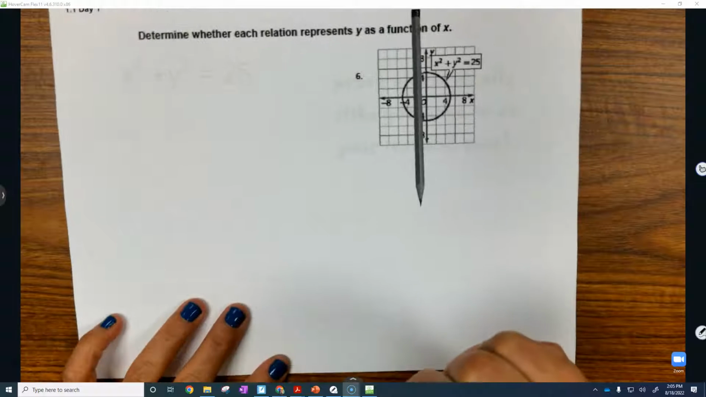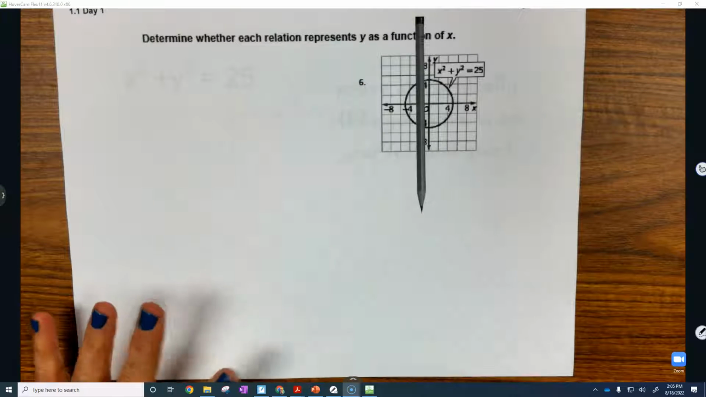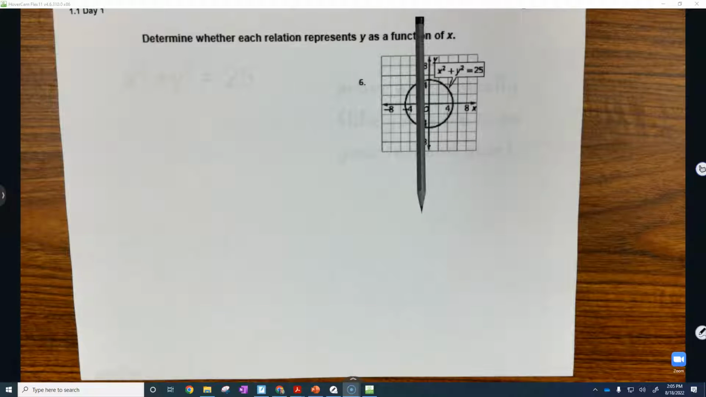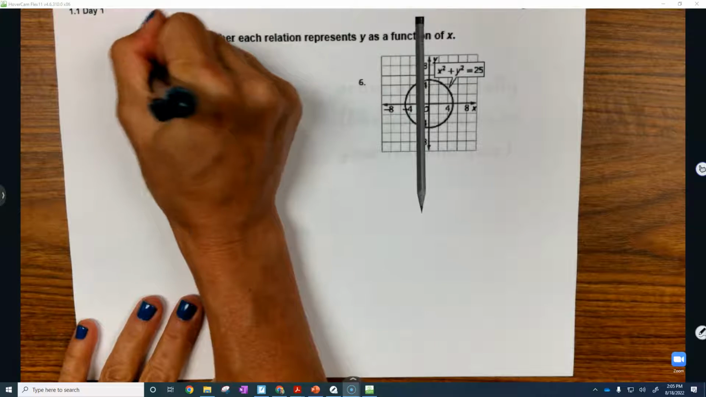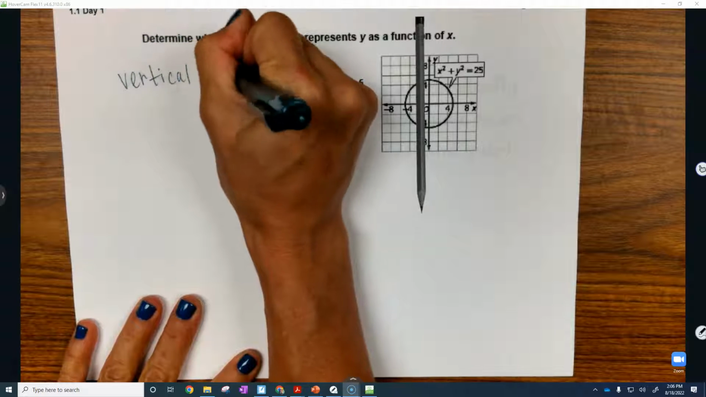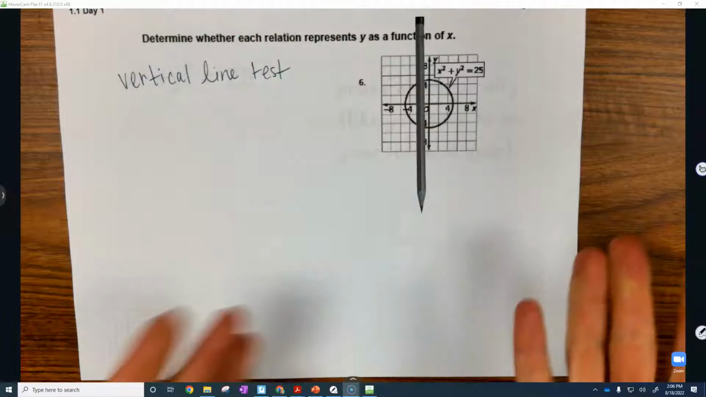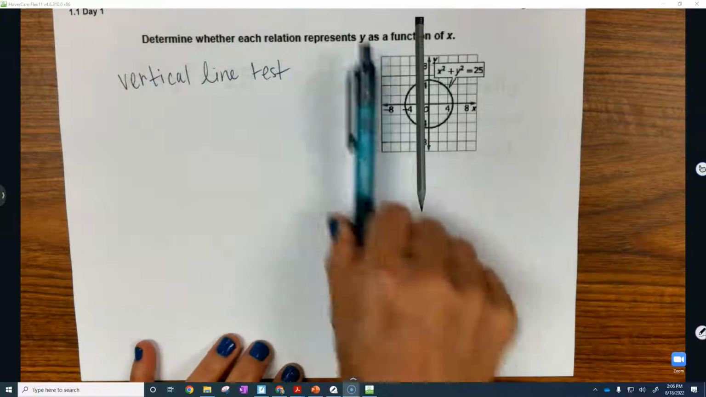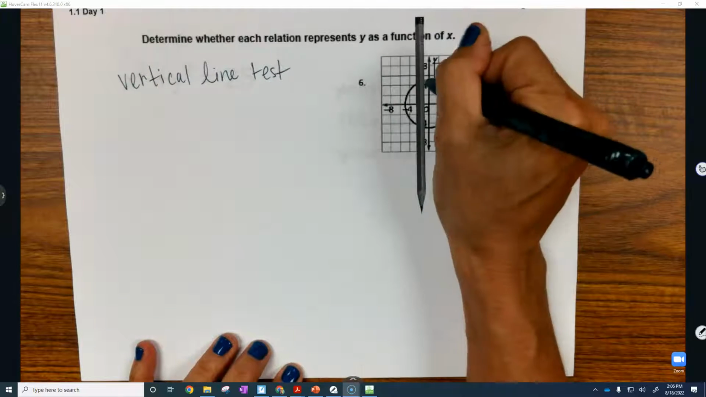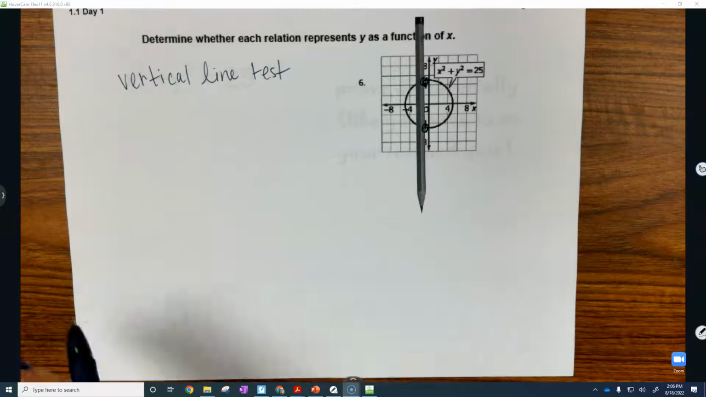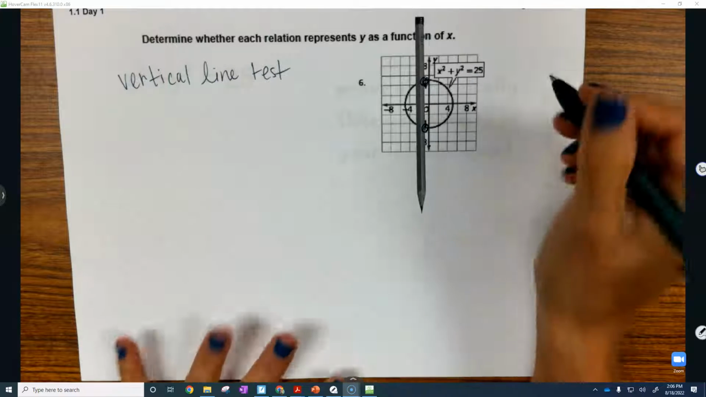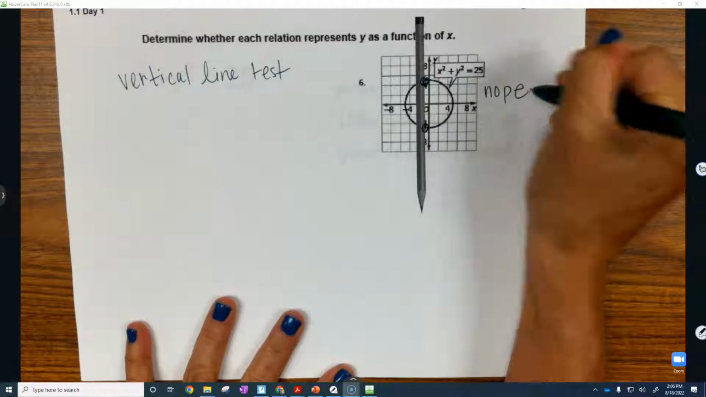So this one, I have a picture of a pencil going across my graph. Why do you think I'm doing that? Vertical line test. This is the first class that remember the word vertical. Good job. So you can always use a vertical line test when a picture of a graph is given. So remember, when you scan it with your pencil, if the graph touches your pencil more than once, it is not a function. So no, not a function.